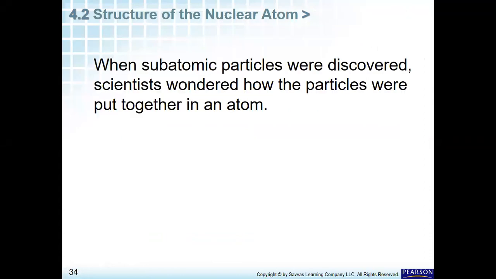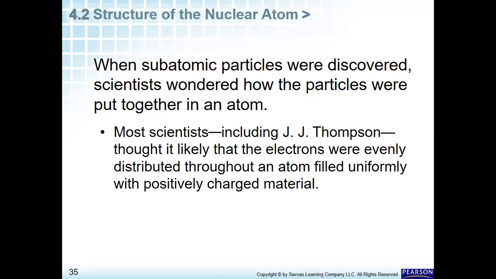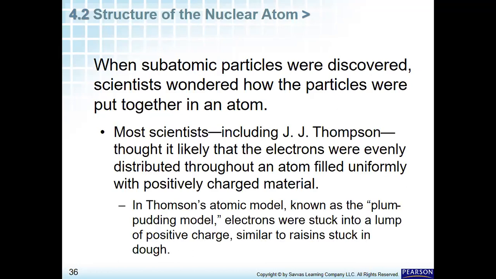When subatomic particles were discovered, scientists wondered how the particles were put together in an atom. Most scientists, including J.J. Thomson, thought it likely that the electrons were evenly distributed throughout an atom filled with a uniform, positively charged material. That means the whole atom would be a solid structure.